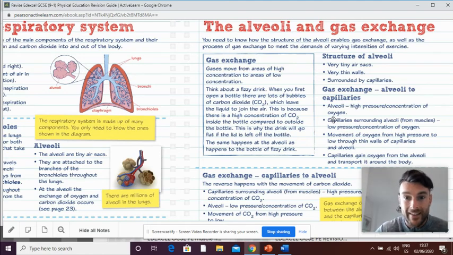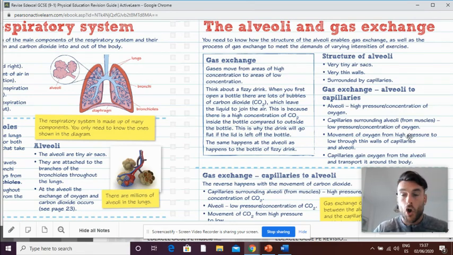The same happens in the alveoli as happens to the bottle of fizzy drink. Structure of the alveoli: tiny, very thin air sacs with very thin walls, surrounded by capillaries to allow gas exchange to take place. Alveoli to capillaries. Alveoli have a high concentration of oxygen. Capillaries surrounding the alveoli, from the muscle, have a low concentration of oxygen.